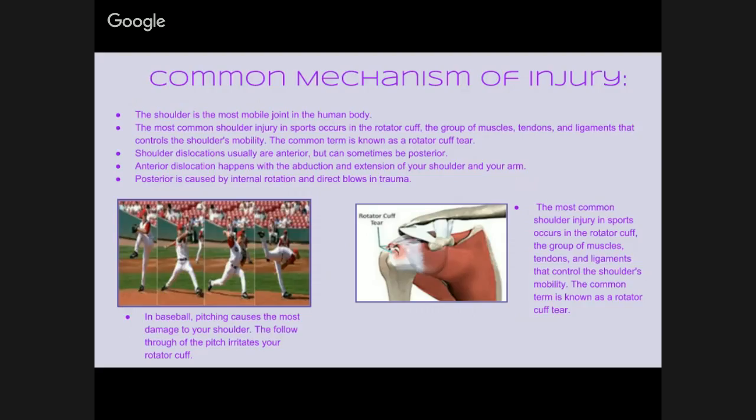The shoulder is the most mobile joint in the human body. The most common shoulder injury in sports occurs in the rotator cuff, the group of muscles, tendons, and ligaments that controls the shoulder's mobility. The common term is a rotator cuff tear.